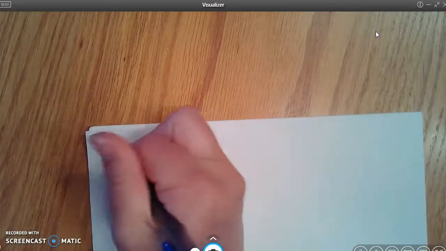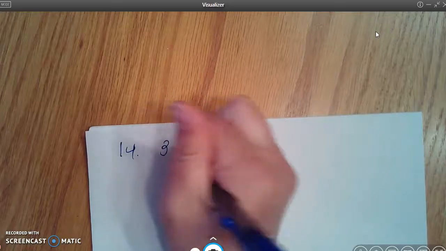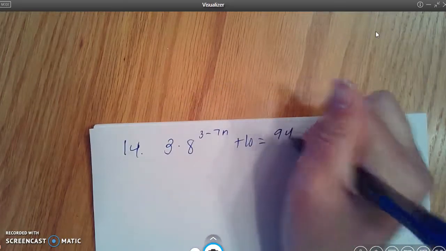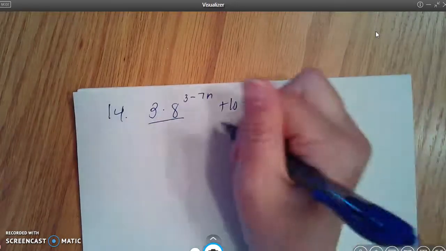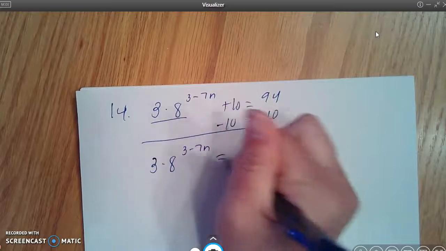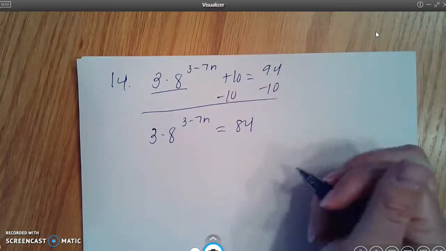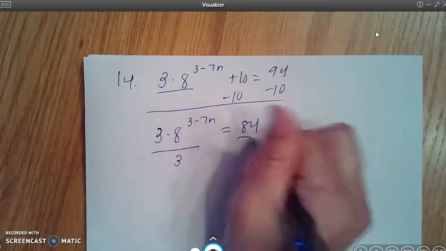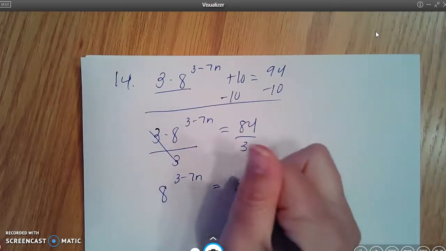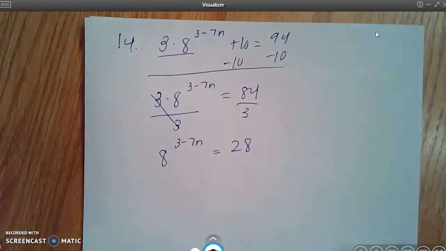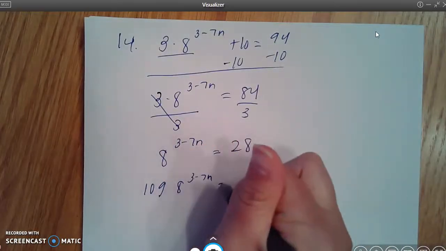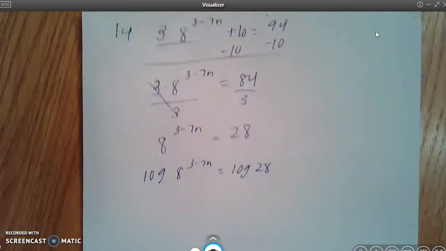Okay, here's number 14. We got 3 times 8^(3 minus 7n) plus 10 is equal to 94. Step 1 is you have to get this by itself, so I'm going to subtract my 10 and get 3 times 8^(3 minus 7n) is equal to 84. I need to get my 8 by itself, so that means you need to divide everything by 3, and you're going to get 8^(3 minus 7n) is equal to 28. Step 2, I think this is step 3 now, is you're going to take log of both sides: log 8^(3 minus 7n) is equal to log 28.